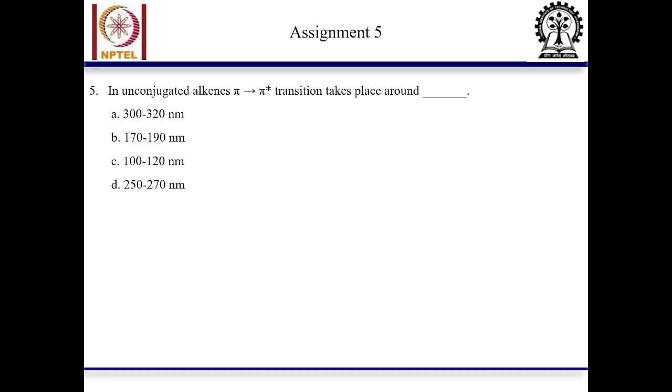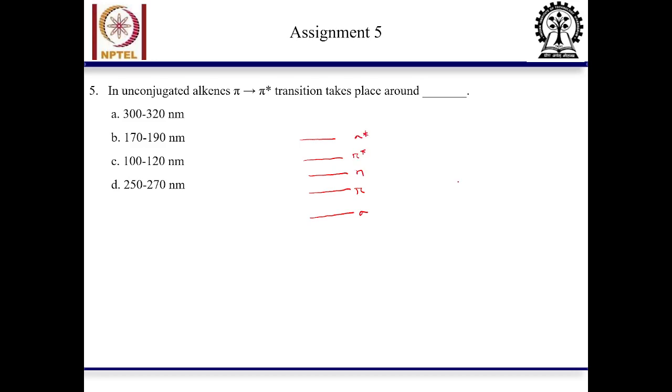So unconjugated pi to pi star transition takes place around... I will go through it in a little bit more detail. First, what is the ligand transition? Basically, we have energy levels like this. This is your sigma, this is pi, then we have the non-bonded, called n, then pi star, then sigma star.